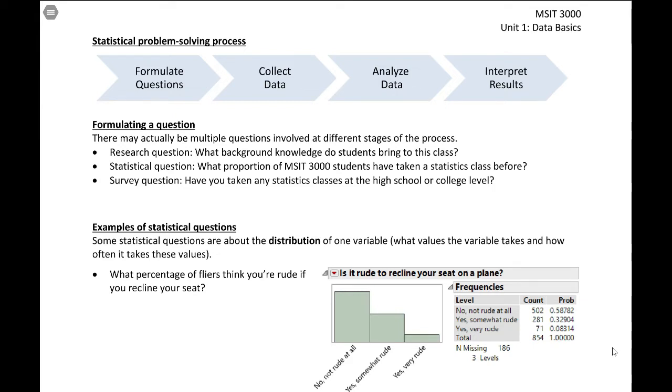The second step is collecting data. Sometimes we'll be collecting data ourselves, but a lot of times we'll be looking at data that other people have collected and thinking about what went right and what went wrong and how we can interpret the results.